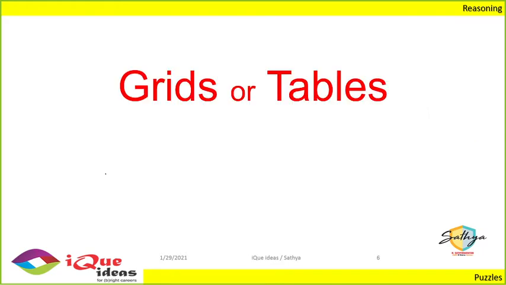Okay, let's move ahead to the next type of puzzles which can be asked. These are known as grids or table based puzzles. So what happens is that in such questions you are given data which have to be aligned with each other. For example, there could be 5 boys and 5 subjects, and based on the clue you have to match which boy is studying which subject.